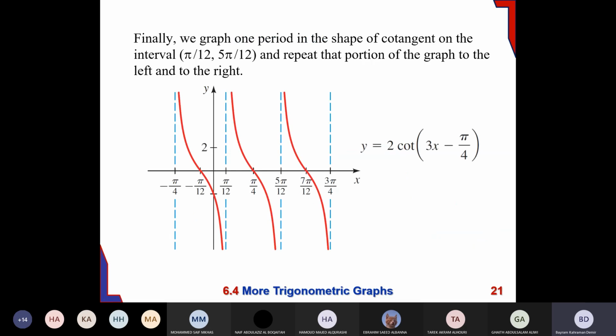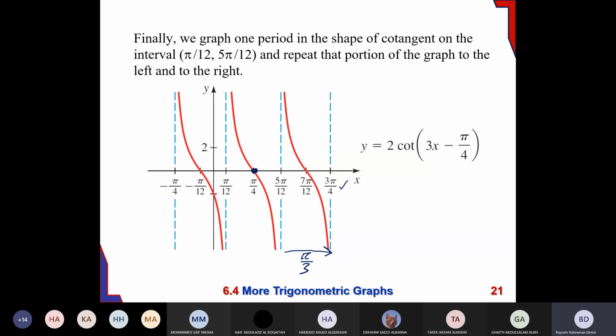So here is a better, clear image for cotangent. The asymptotes are pi over 12 and 5 pi over 12, and in the middle the x-intercept is pi over 4. For the next asymptote, how can I find it? We add pi over what? Over 3, just the period, pi over 3. So 5 pi over 12 plus pi over 3 is 3 pi over 4.